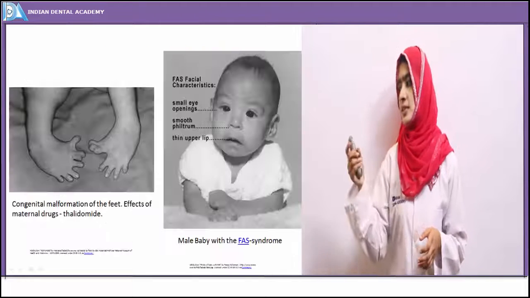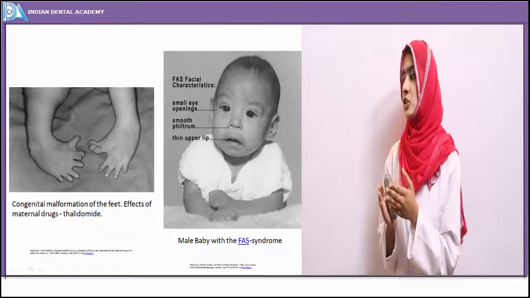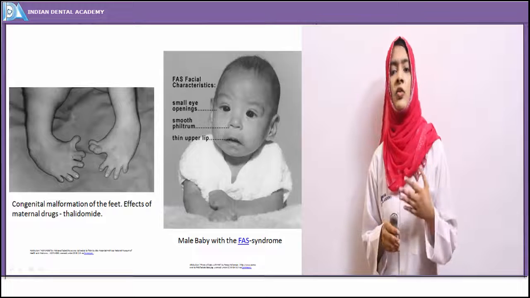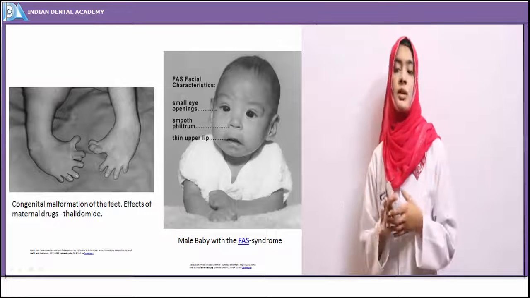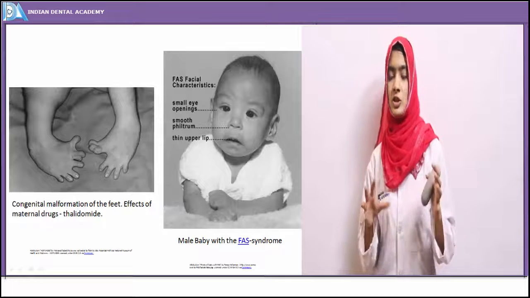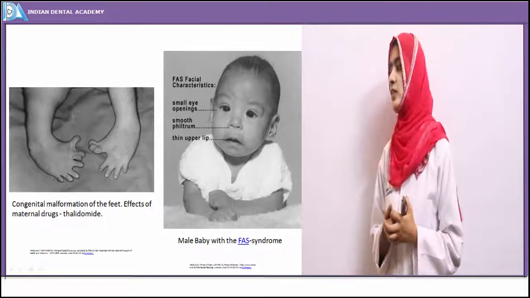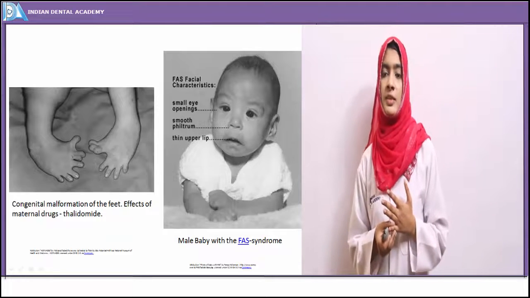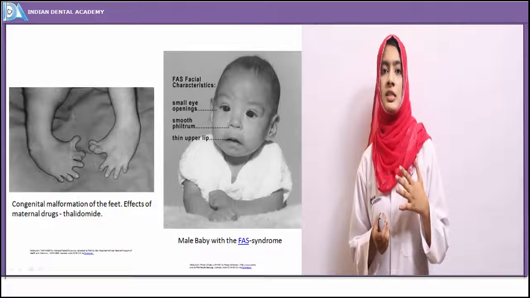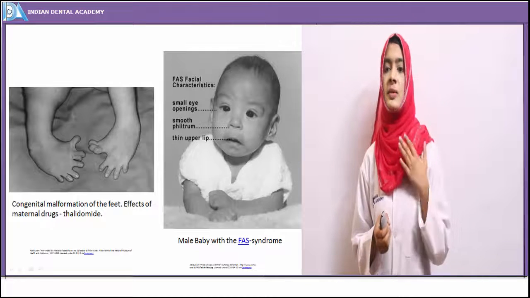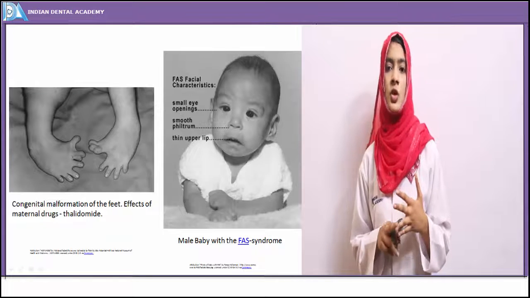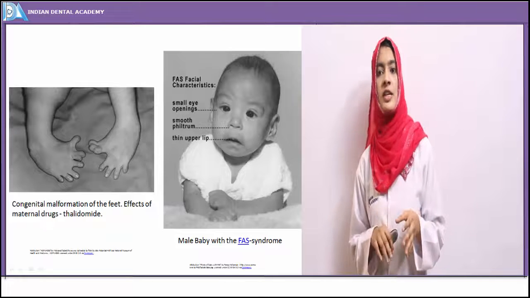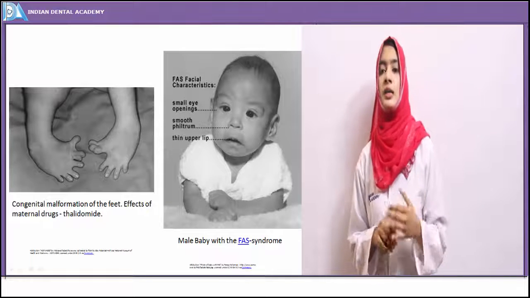Basically, this clinical picture shows a congenital malformation of the feet because of maternal intake of thalidomide. The child was affected and showed characteristic deformities or malformations of the hands, legs and feet. So that was a brief introduction to developmental disturbances. Now we'll study all the developmental disturbances concerning the orofacial structures: developmental disturbances of teeth, jaws, lips, palate, gingiva, oral mucosa, and so on.